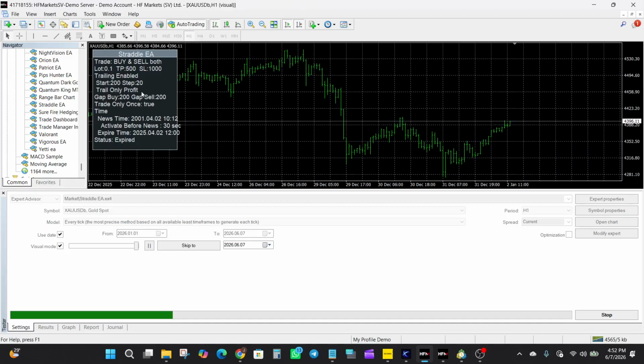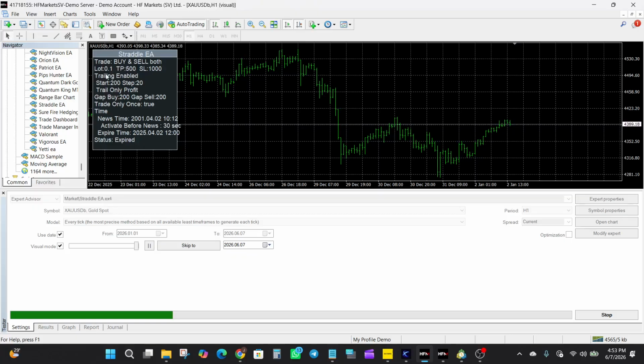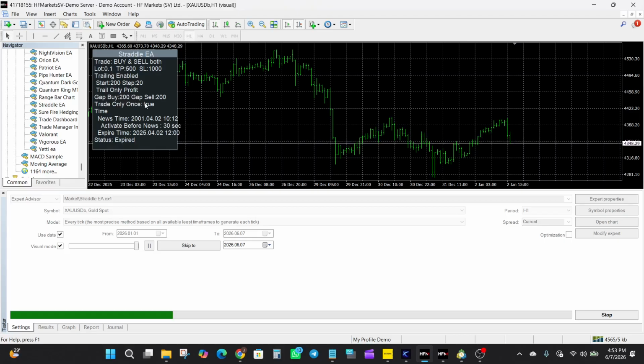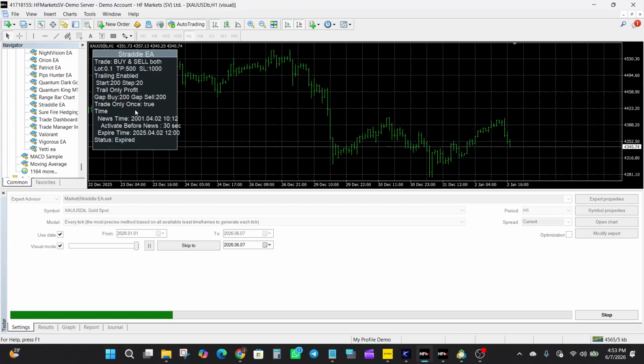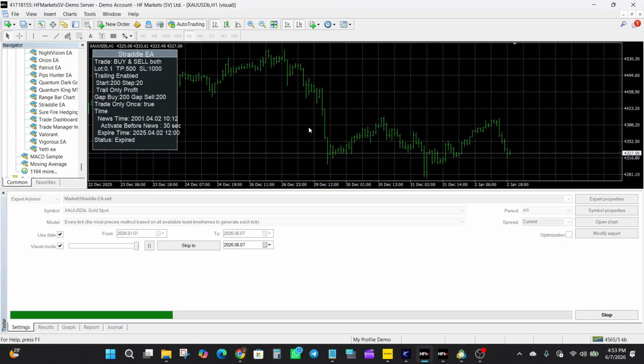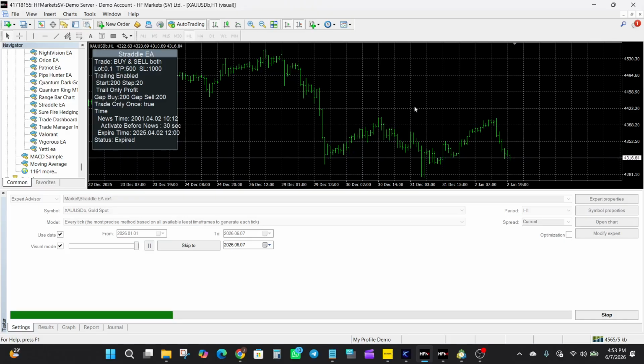But based on what we can see here, in this dashboard, it's showing trade buy and sell both, the lot size, TP and SL, trailing enabled, start, step, trail only profits, gap buy, gap sell, trade only once, whether it's true or false, news time, activate before news, expire time, and all of that. Remember that this is a news focused expert advisor, right? So if there are no news related events, or rather economic events, you might not really see orders being placed.